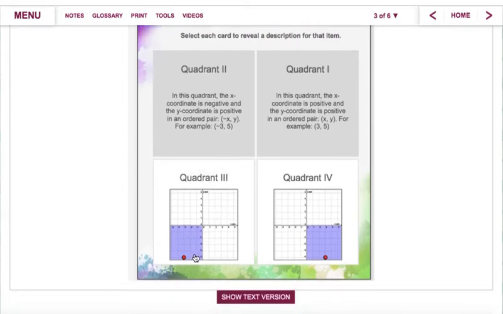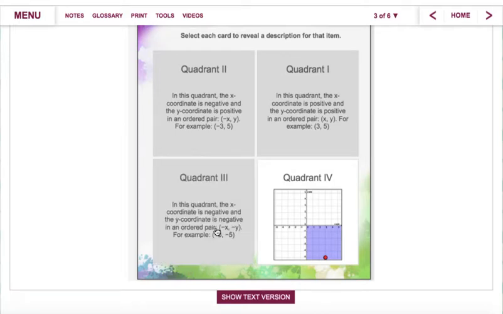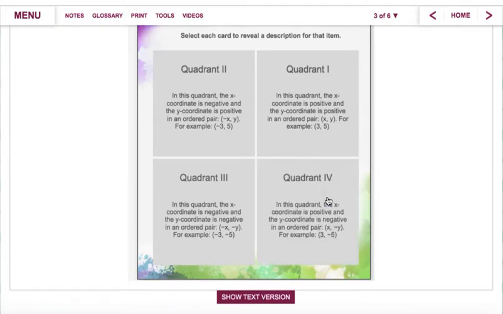Quadrant 3, notice you're in the bottom left corner. In this quadrant, the x coordinate is negative and the y coordinate is negative. In an ordered pair, negative x, negative y. For example, you would have the ordered pair negative 3, negative 5. And our last quadrant, quadrant 4, which is on the bottom right. In this quadrant, the x-coordinate is positive and the y-coordinate is negative in an ordered pair, such as x, negative y. For example, you would have a positive 3 and a negative 5.